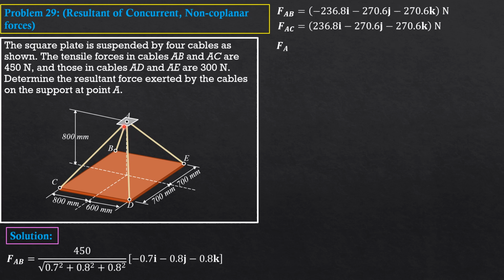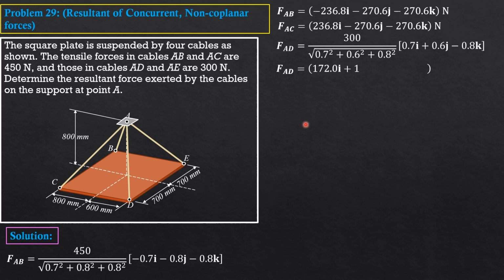Next, for FAD, it is 300 over the square root of 0.7 squared plus 0.6 squared plus 0.8 squared. Then it is directed downward, so along Z negative 0.8, rightward, so along Y positive 0.6, then forward, so along X positive 0.7. So in vector form, FAD is equal to 172.0i plus 147.5j minus 196.6k newtons.